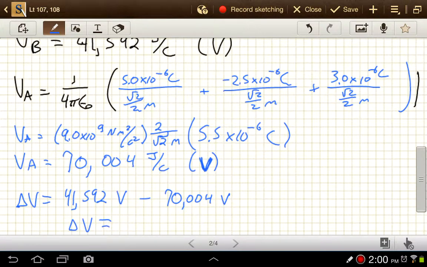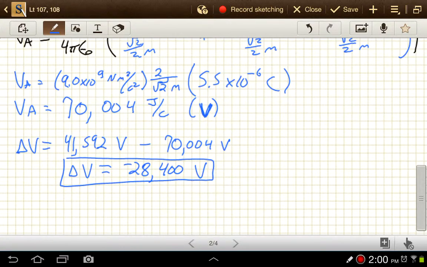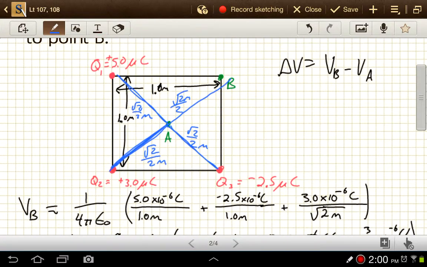The potential difference then is equal to negative 28,000, I'll call it negative 28,400 volts, which is a pretty big potential difference there. That'd be a heck of a battery, but that's okay. We're dealing with extremely large charges here and placed pretty close together. Keep in mind that when we're talking charges, we're usually dealing with very, very small numbers per charge. So even microcoulombs is a pretty big charge when we're talking about a distance like this.